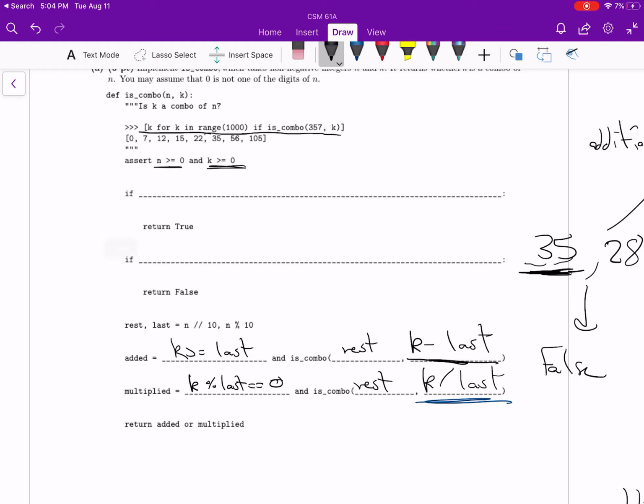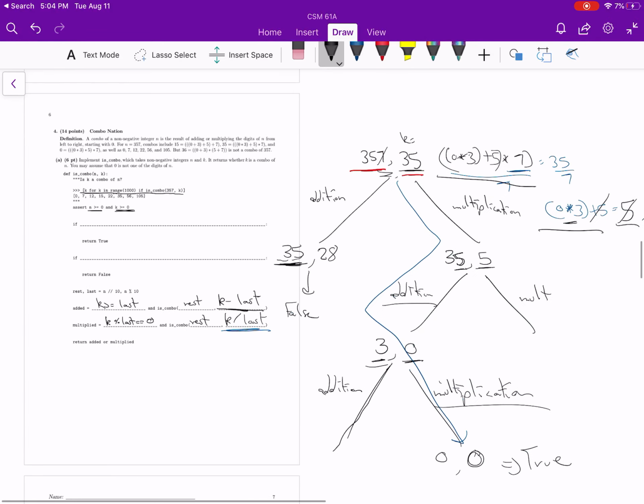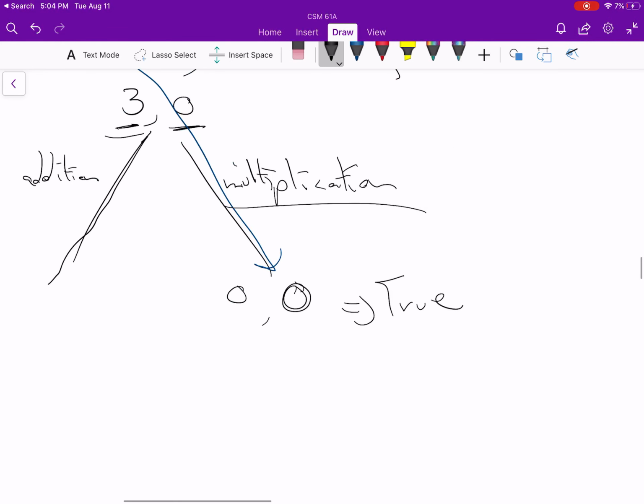Now all we have to do is figure out our base cases, and for that we can take a look at this 0, 0 here. So in the case of 0, 0, we do want to return true. Now what is it that's giving us this indication? Is it n or k?